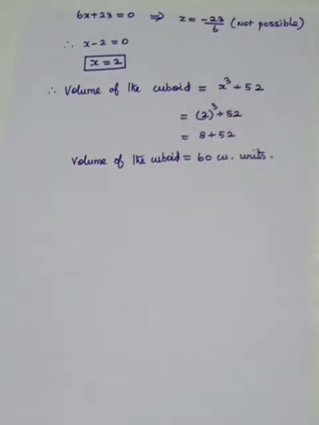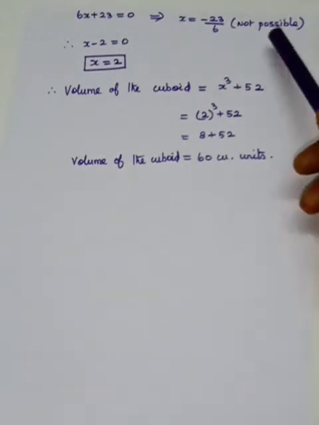What is x? x is the side of the cube. It is the length. The length cannot be negative, so it is not possible.